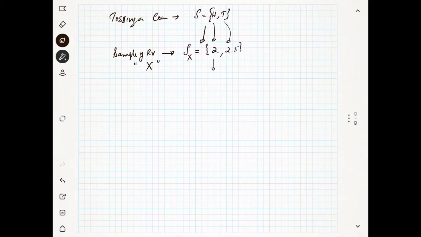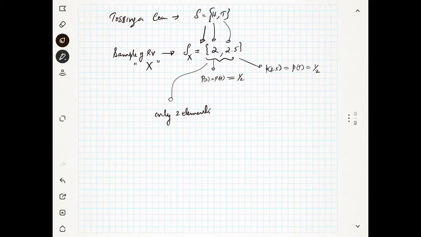And what is the probability of this? The probability of 2 is nothing but the probability of head, because 2 is coming directly from the head, so it is 1/2. And the probability of 2.5 is coming directly from the tail, so it is again 1/2. You can see that there are only two elements, so you can count the number of elements, and it is finite. So this is a finite discrete random variable. This is one of the examples.